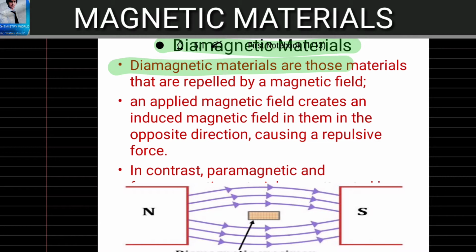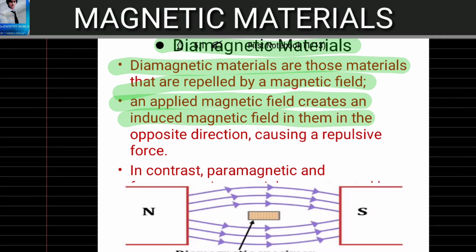So first of all, diamagnetic materials. Diamagnetic materials are those materials that are repelled by a magnetic field. An applied magnetic field creates an induced magnetic field in them in the opposite direction, which causes a repulsive force. These materials are repelled by a magnetic field because they have a pair of electrons in the last orbital.